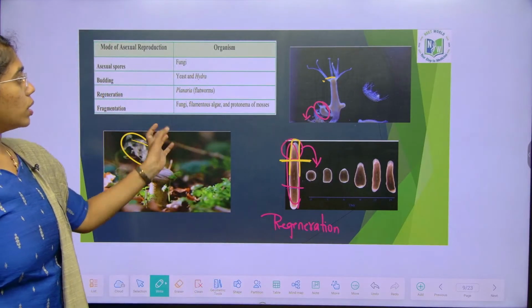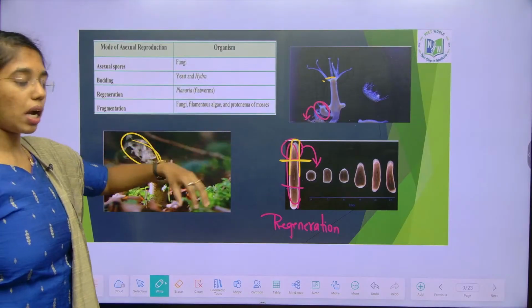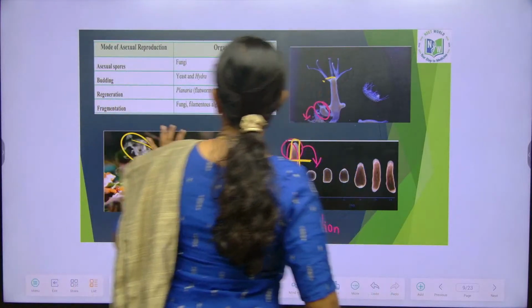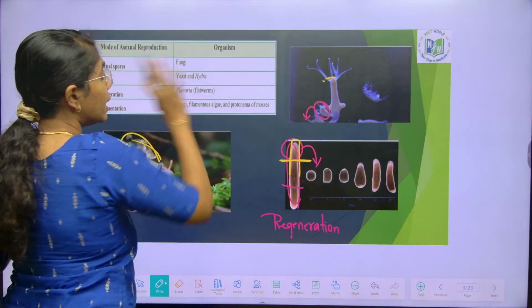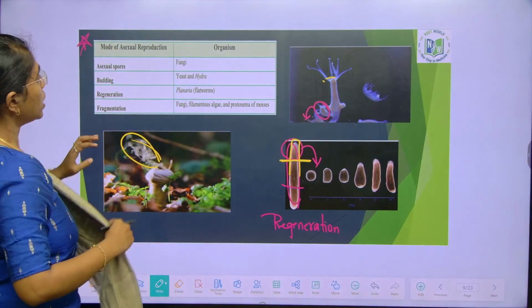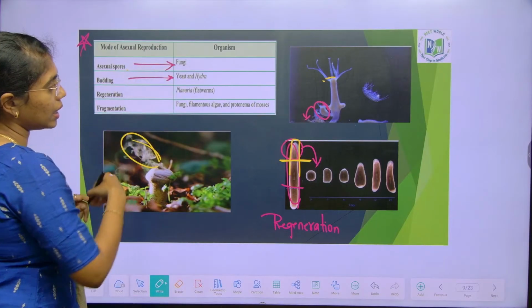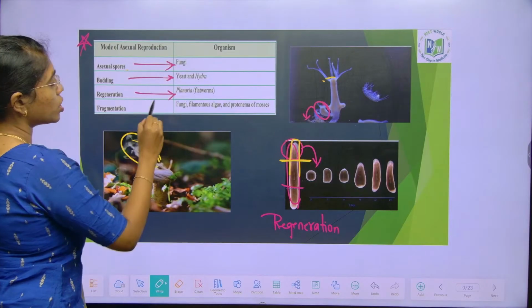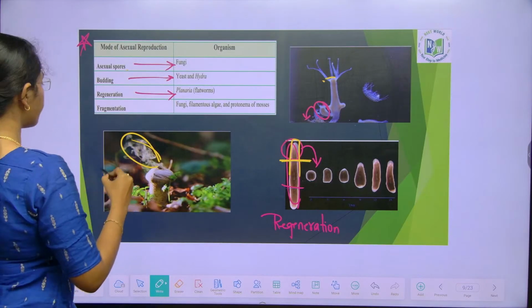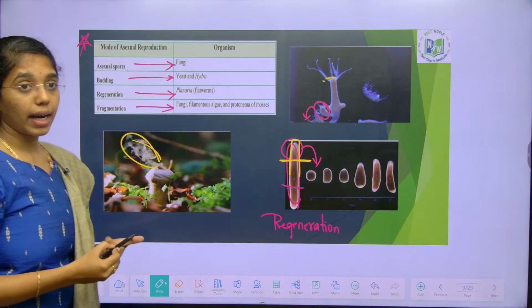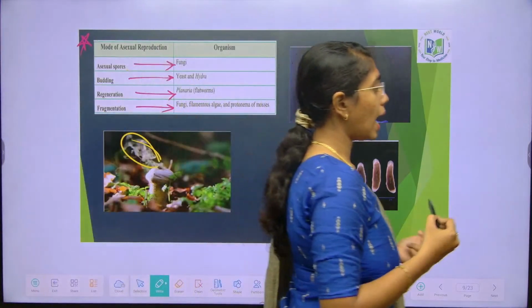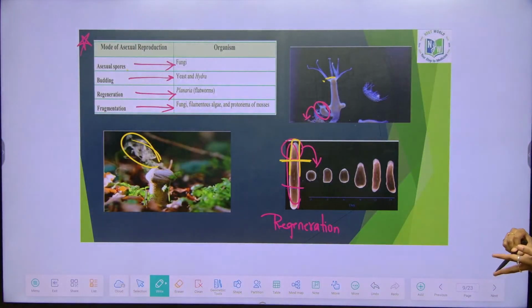Got it? So these are different images that will make your understanding easy, and this table is very important, many times asked in the exam. If you see, asexual spores are observed in fungi, budding is seen in yeast and hydra, regeneration is observed in planaria or flatworms, and fragmentation is observed in fungi, filamentous algae and protonema of mosses. This table is asked multiple times in questions like match the following type of objective.